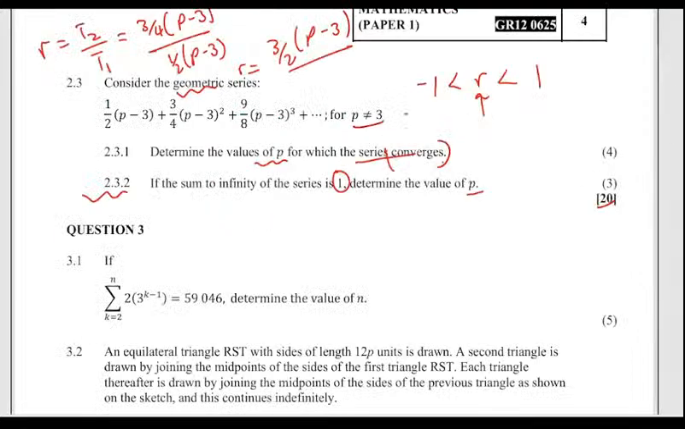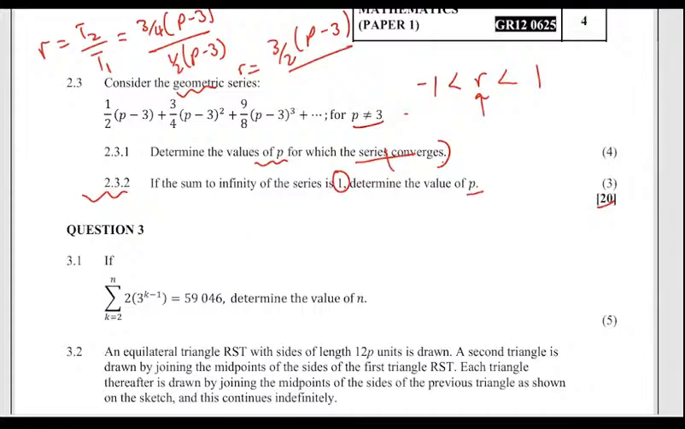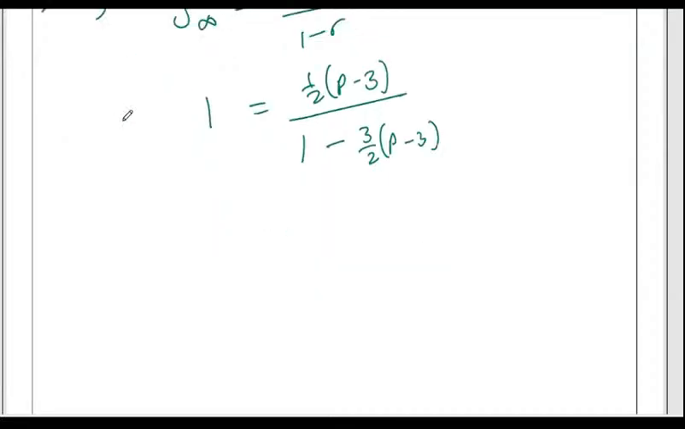So I have p minus 3. Then 1 minus, what is our common ratio? We say 3 over 2 into p minus 3. What do we need to do next? Since this is a denominator, and this is a 1, I can multiply both sides by this denominator, meaning that this entire thing is going to be multiplied by this, because it's the same as 1 over 1, and then you cross multiply.